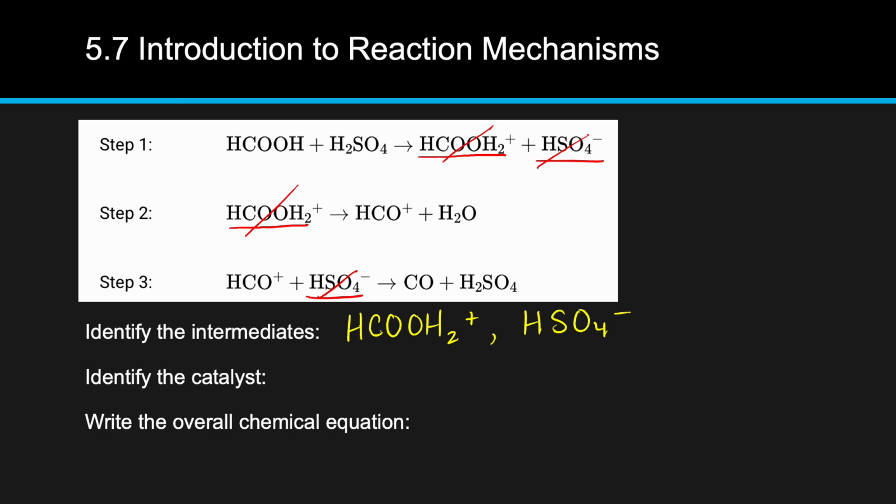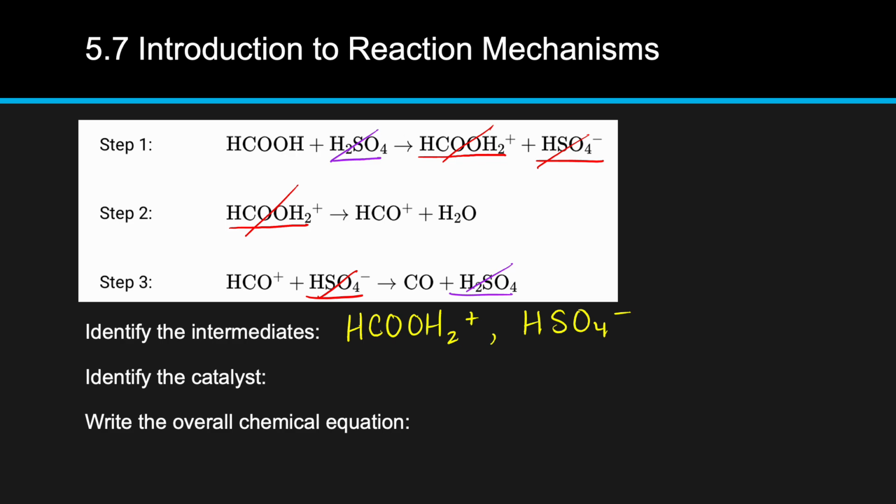Next, it wants us to identify the catalyst. Remember, a catalyst is something we introduce to the reaction. It's going to lower the activation energy, which makes the reaction go faster, and then it's going to come out the exact same way. So you're looking for something in the reactants of step 1 that's also in the products of the final step. So here you can see that that is going to be sulfuric acid, or H2SO4, and that will not be in the final overall chemical equation because it exists on both sides and there's only one of them, so those cancel out fully.